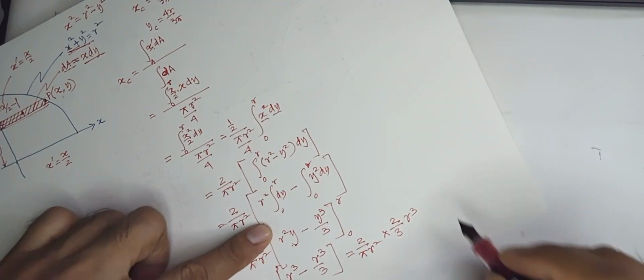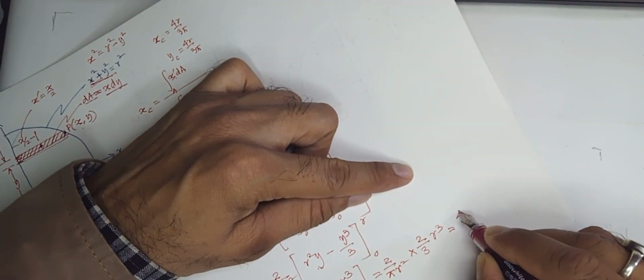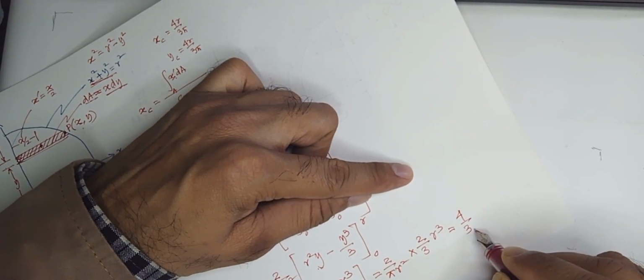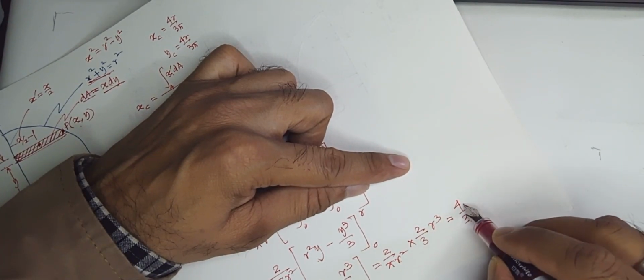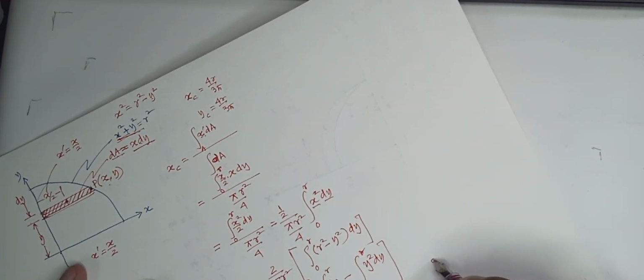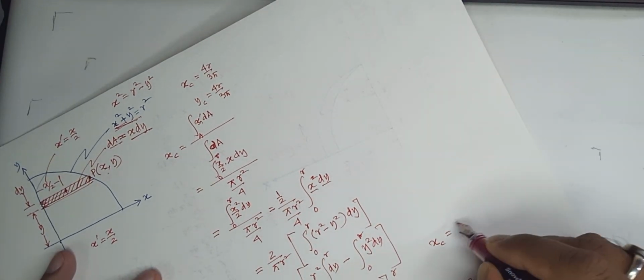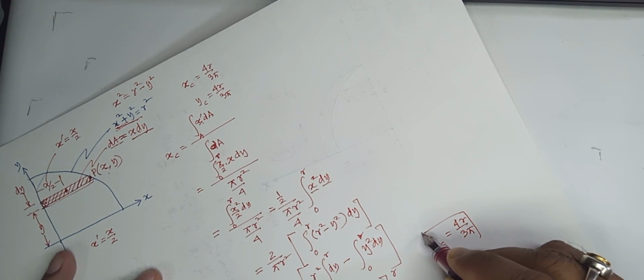So these two will make it 4 by 3 pi, and r square and r cube will cancel, so it will make it 4r by 3 pi. That way it comes as 4r by 3 pi. So xc is coming as 4r by 3 pi.